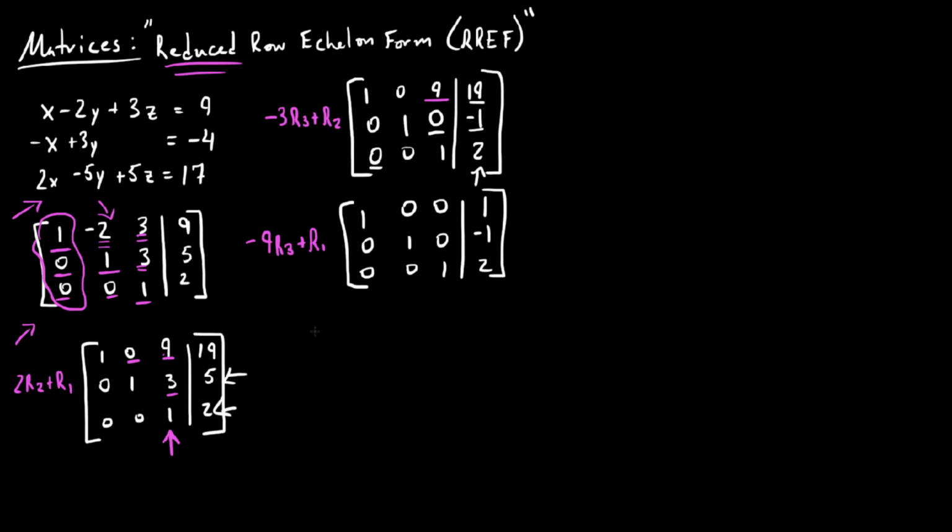And so now rewriting the system that corresponds to this matrix, we'd say we have 1x plus 0y plus 0z is just simply 1. We have in the second row just a y, 1y, and that's equal to negative 1. In the third row we had just 1z, and that was equal to 2.